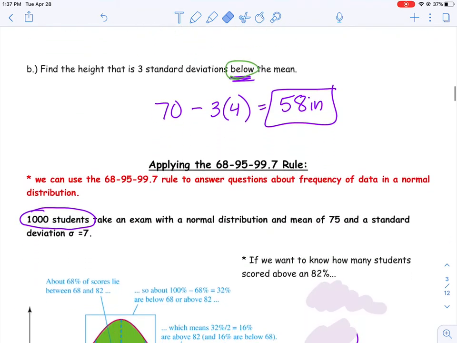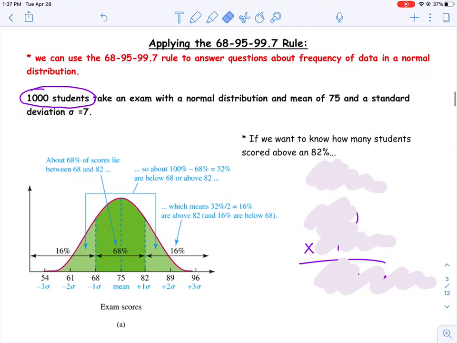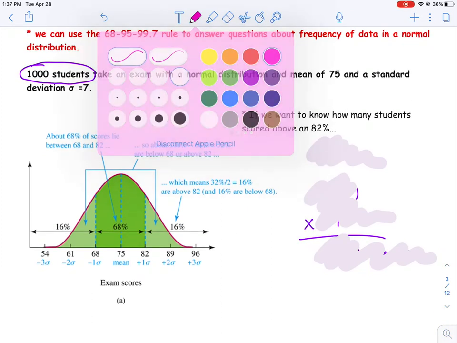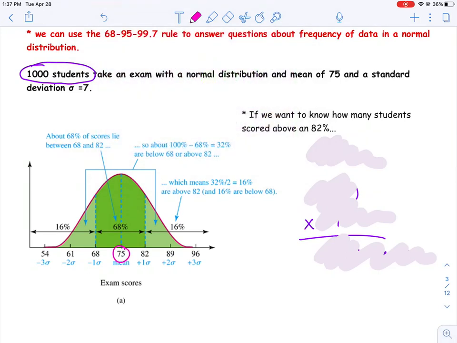Okay? So let's apply the 68, 95, 99.7 rule. It says here 1,000 students take an exam with a normal distribution, so it follows that bell curve. The mean is 75 and the standard deviation is 7. If we were to make our own chart, we have a mean of 75, so that number would go in the middle, and we have a standard deviation of 7. That means if I add 7 or subtract 7, I'm within 1 standard deviation of the mean. So 75 plus 7 is 82, 75 minus 7 is 68. So that's how they got those numbers.